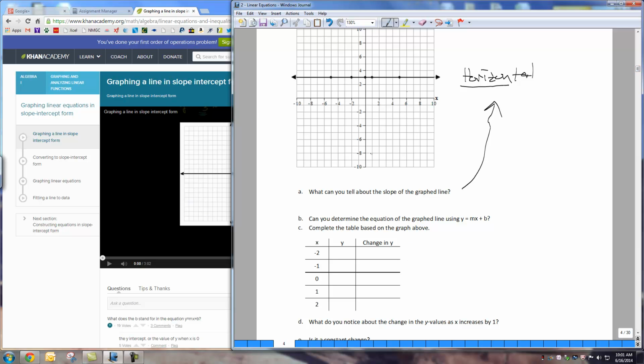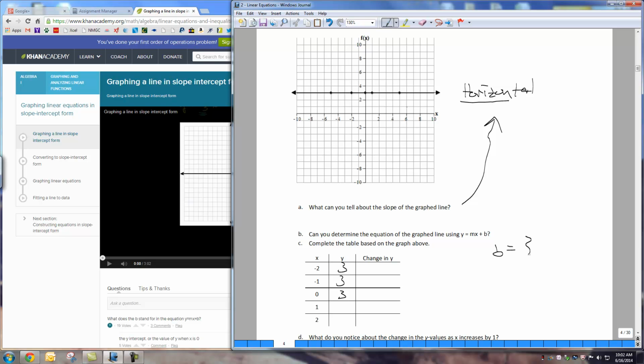When x is 0, where does it cross? Where does the y-intercept get, or where does the y-axis get intercepted? Right here at 3. But what is it when x is negative 1? Well, notice y is 3. And when x is negative 2, y is 3. So I know b is definitely 3.